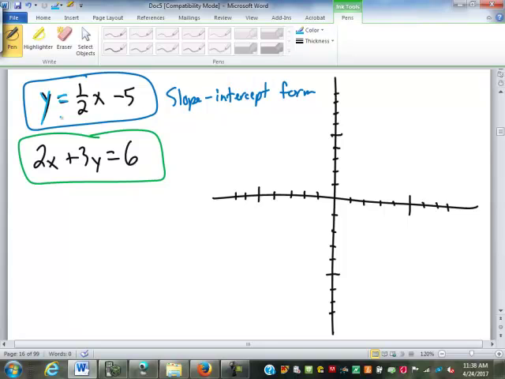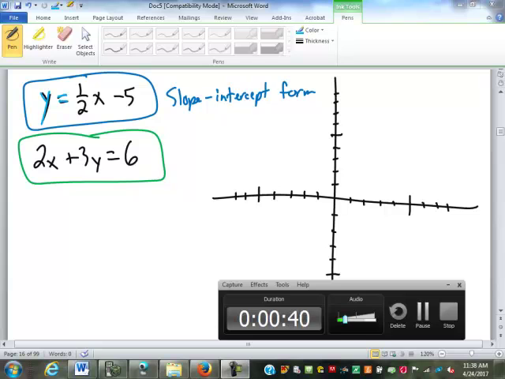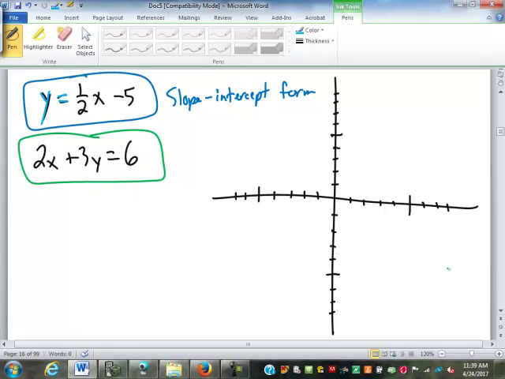Oh, here's more coming in. I'm going to pause for a second, let everybody get settled in. Okay, we've got more of you settled in. So let's go ahead and keep going here.